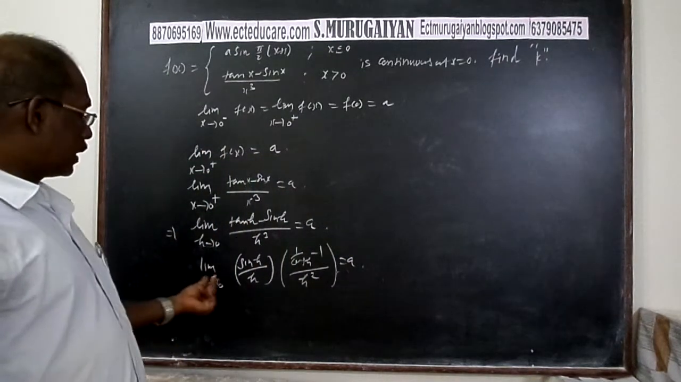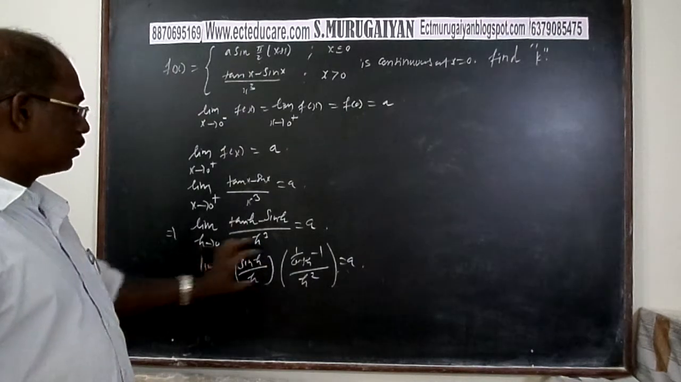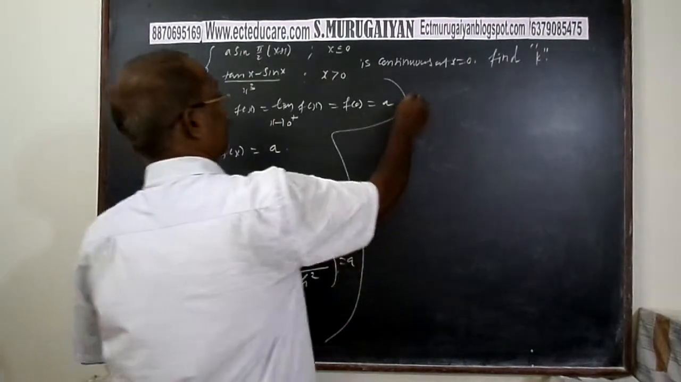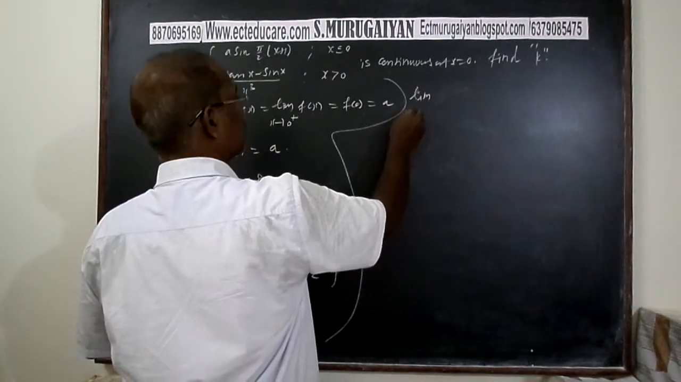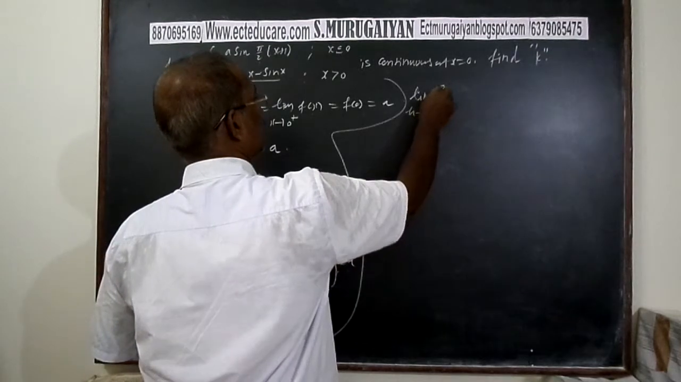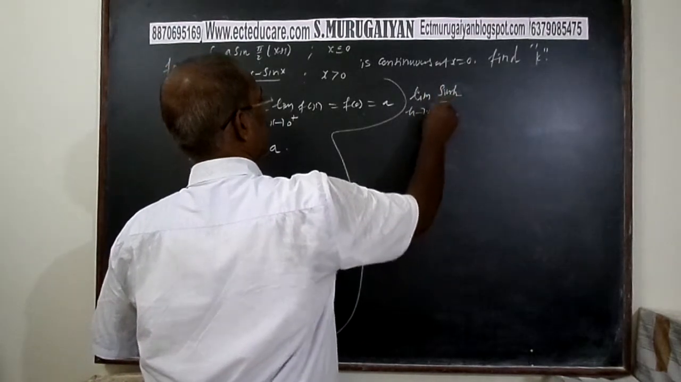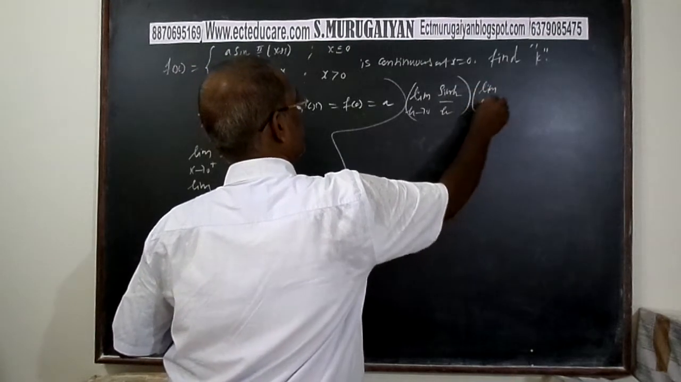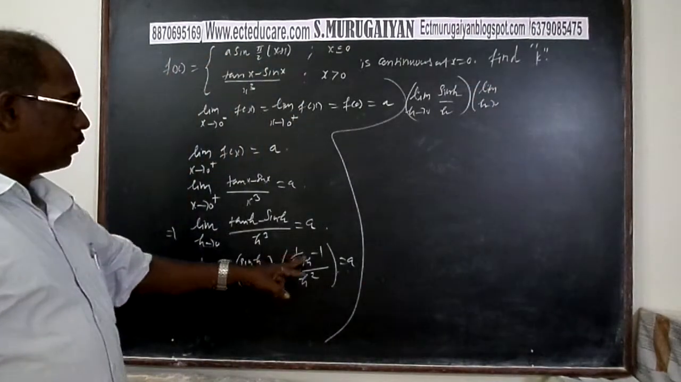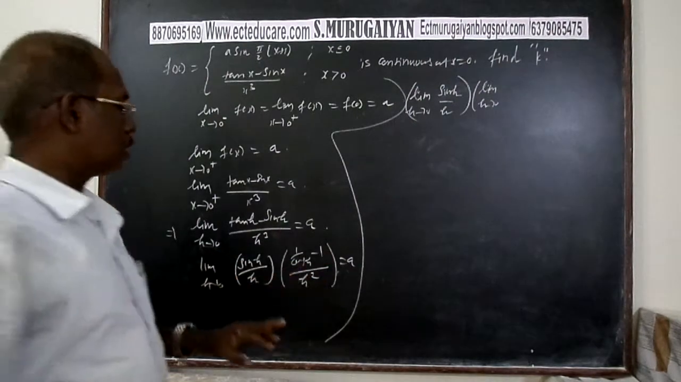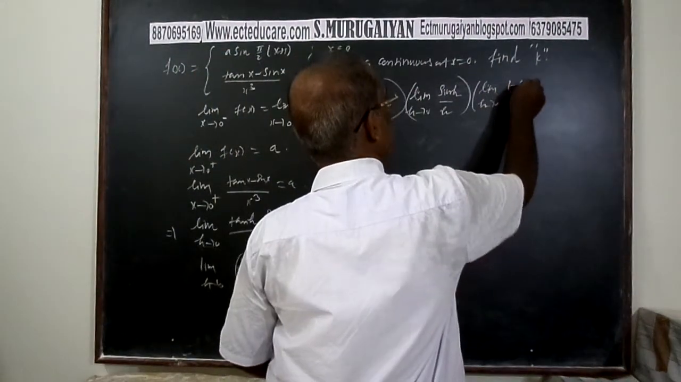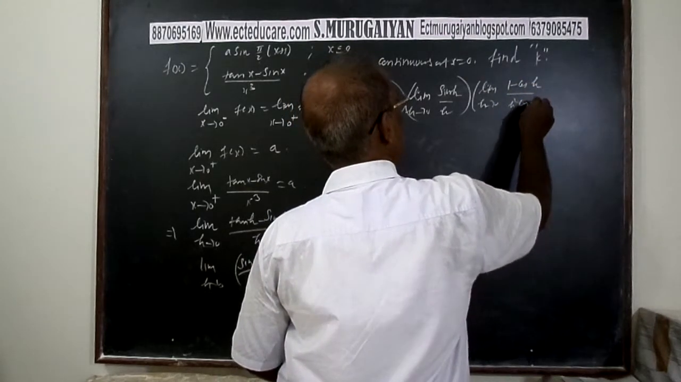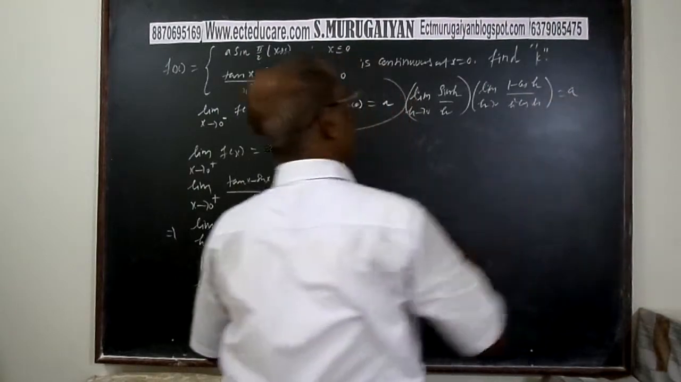Okay, so we can separate the limit of the first factor as well as the limit of the second factor, and this implies the limit as h approaches 0 of sin h by h, into the limit as h approaches 0 of (1 minus cos h) by (h square cos h), is equal to a.